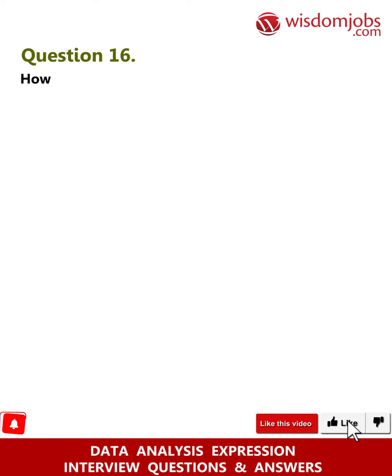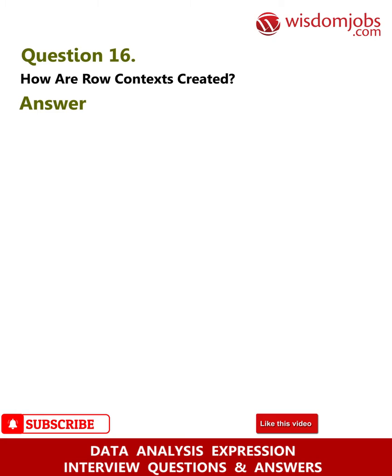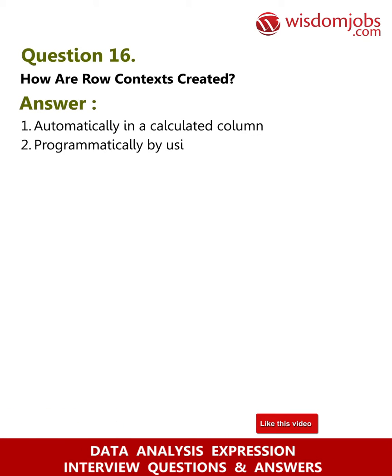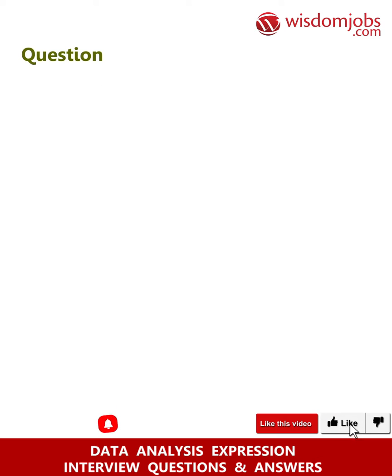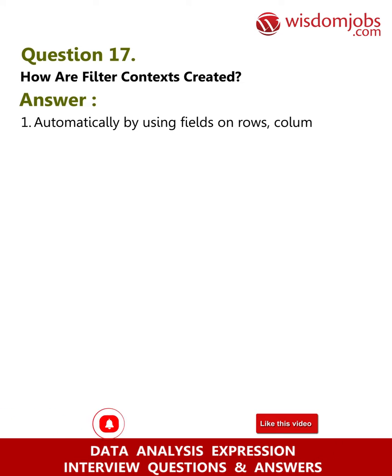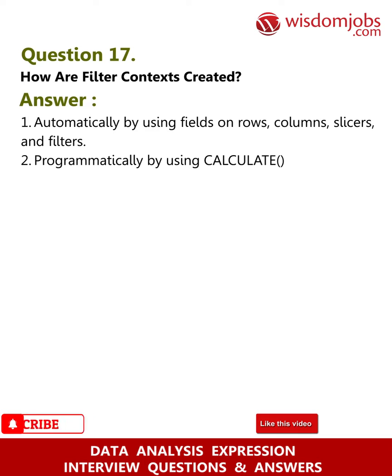Question 16. How are row contexts created? Answer. 1. Automatically in a calculated column. 2. Programmatically by using iterators. Question 17. How are filter contexts created? Answer. 1. Automatically by using fields on rows, columns, slicers, and filters. 2. Programmatically by using CALCULATE.